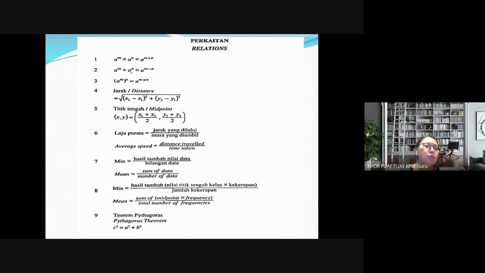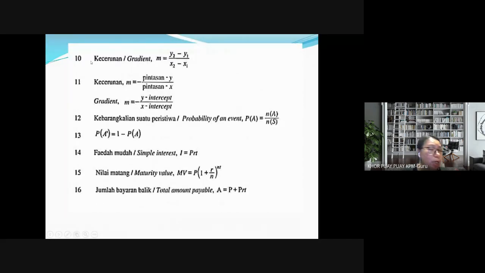The formulas are all included for your Form 1, Form 2, Form 3 actually. Some are formulas you needed for your lower forms, but not all are related to your Form 3 exam. They just put a general formula list in, so you can go through which formula is needed. For example, 1, 2, 3 here is indices, and the 9 here, Pythagoras theorem, you might need when you are doing trigonometry. And what else? Gradient, which you need for your straight line. What else? Simple interest, number 14.